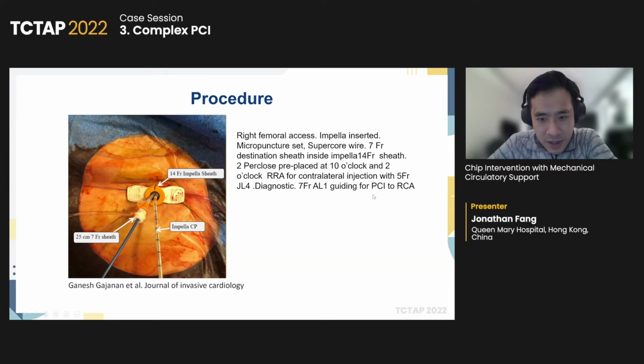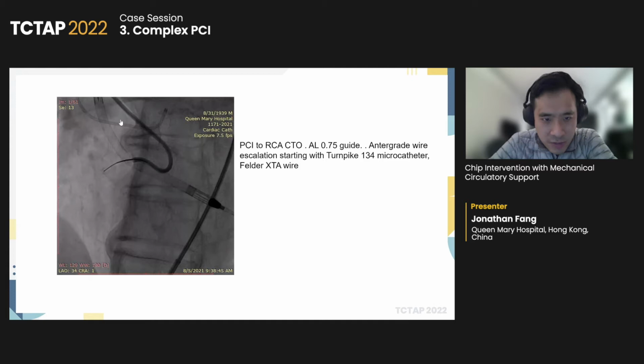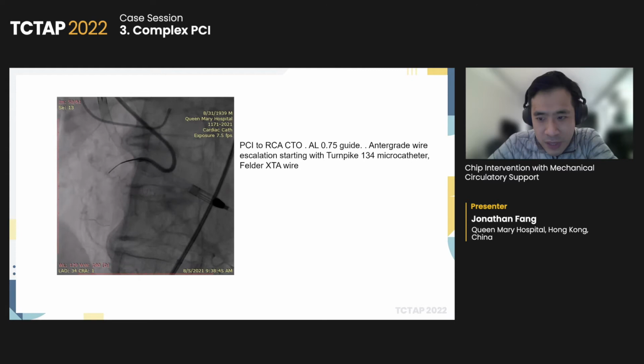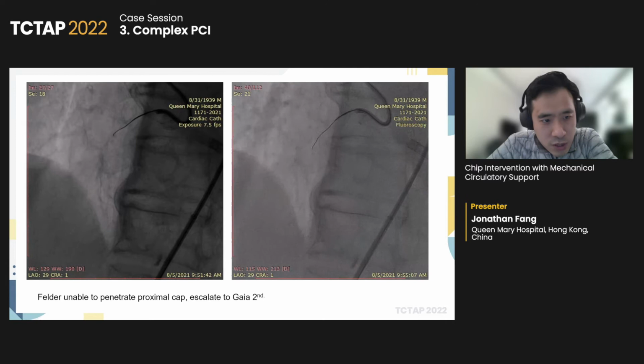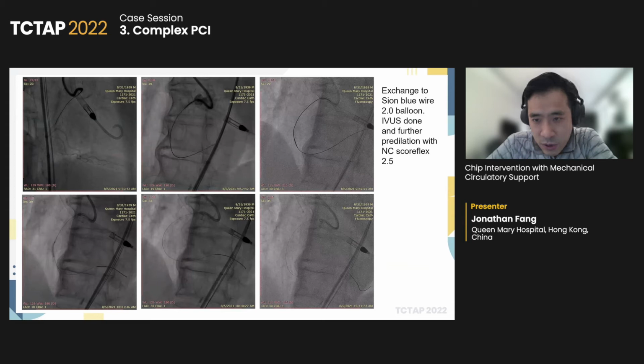And we used an AL 0.75 to the right and contralateral injection through the radial with a JL for diagnostic. So we used antegrade wire escalation with a Turnpike and also Fielder XTA wire. However, we couldn't puncture the proximal cap. So we escalated to a Gaia Second, and we were able to negotiate through the CTO segment and exchange back to a workhorse, Sion Blue.